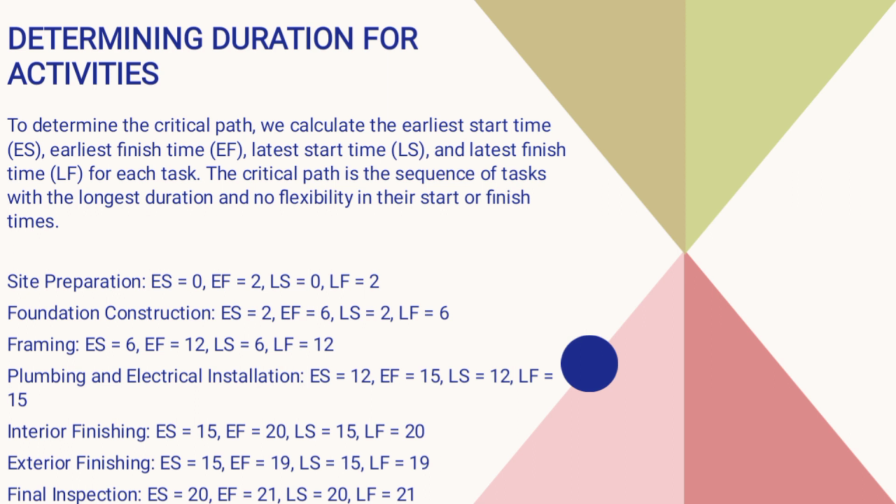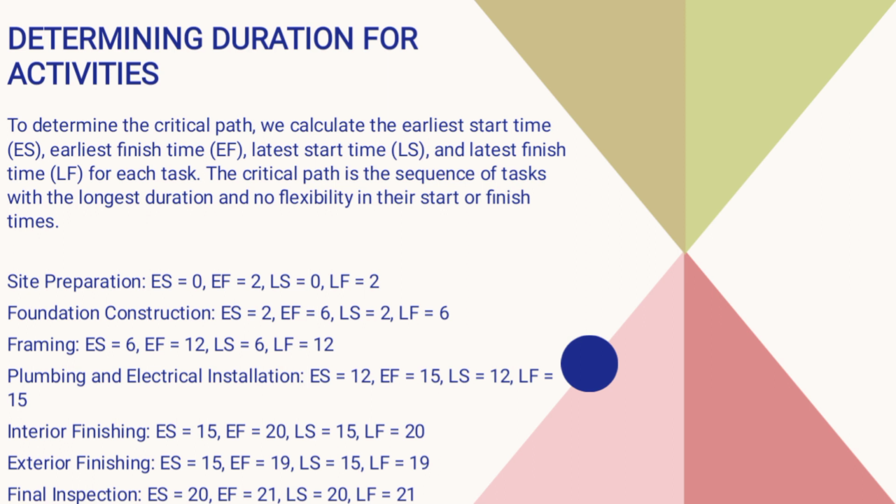The critical path is a sequence of activities with the longest duration and no flexibility in their start or finish times. Site preparation: earliest start time is 0, earliest finish time is 2, latest start time is 0, and latest finish time is equal to 2.